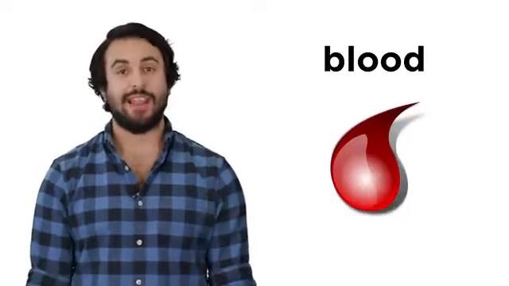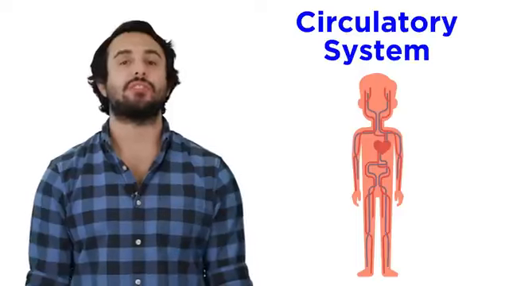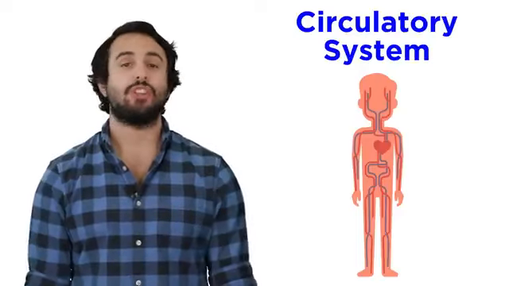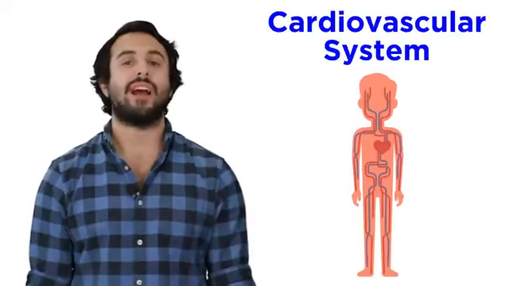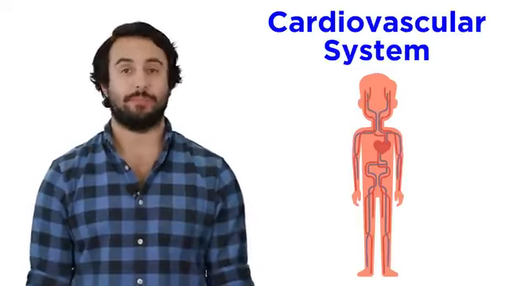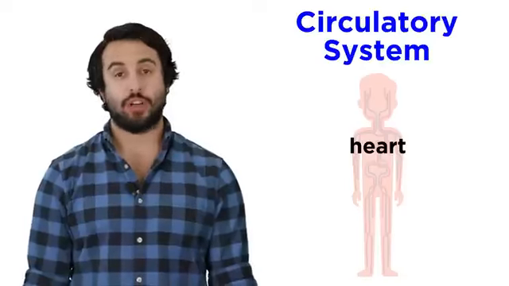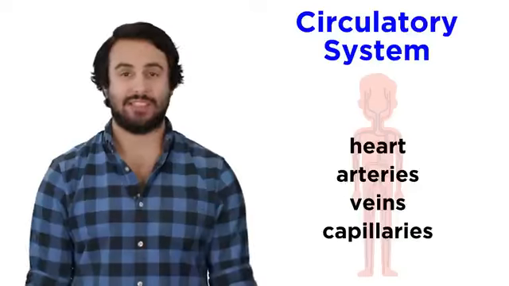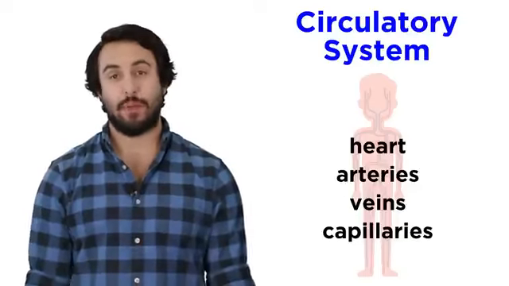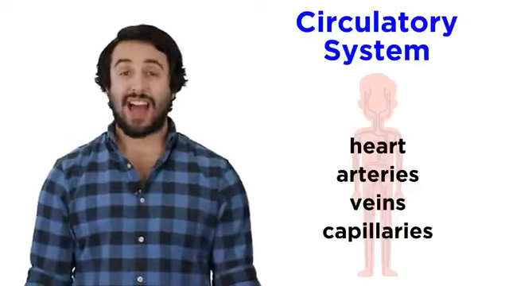Now that we've learned about the composition and function of blood, it's time to learn about the system that circulates blood around the body, which is rather appropriately called the circulatory system, also known as the cardiovascular system. This is comprised of the heart and an incredible number of arteries and veins and capillaries that carry blood to every extremity of your body. There is a lot to discuss here, so let's start by taking a close look at the heart.